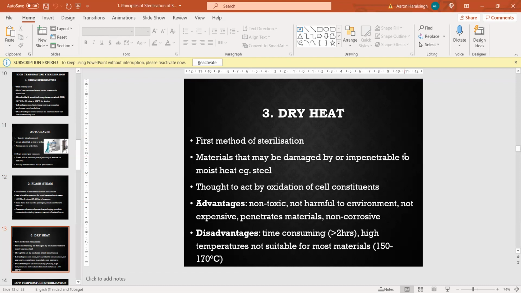The disadvantage, most obviously, is that it is very time consuming. It takes more than 2 hours to actually sterilize these instruments, and it uses very high temperatures of 160 to 180 degrees Celsius. And these types of temperatures are not suitable for most instruments. Most instruments will degrade under these temperatures. So it's only used for the most heat resistant instruments.